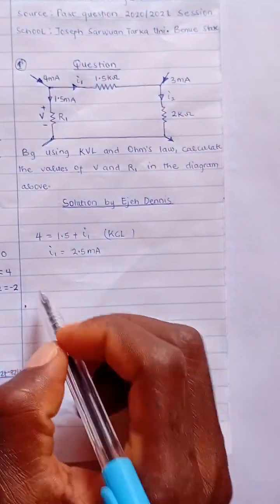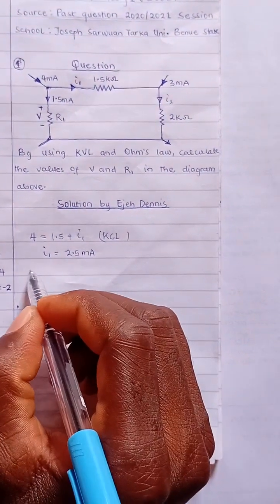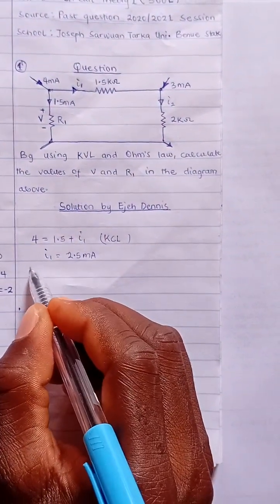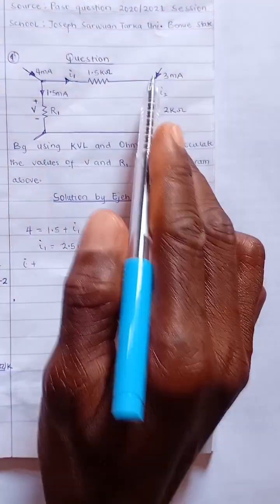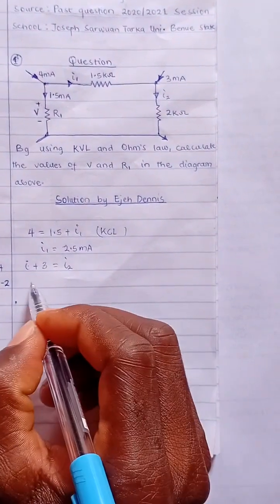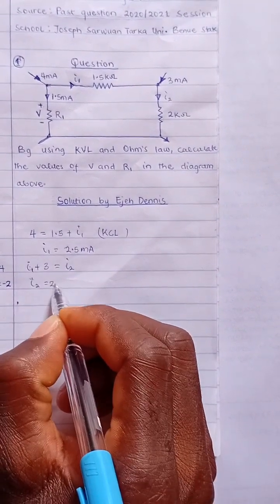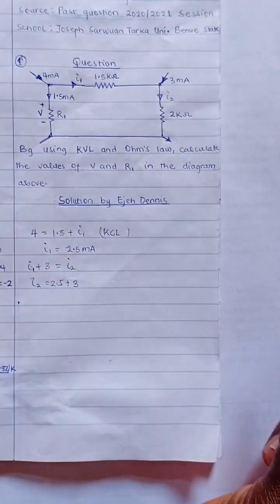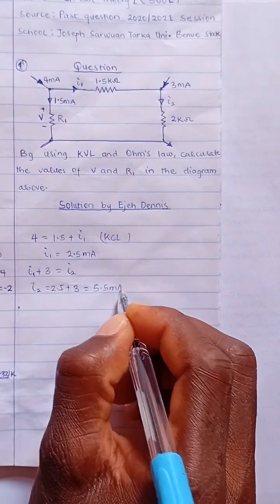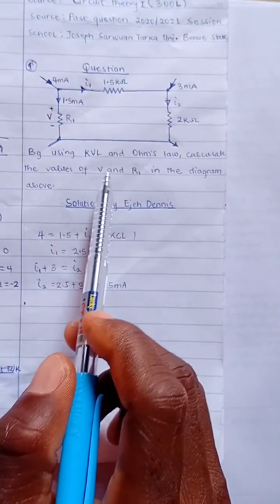The next is we want to get the value of I2. Remember, this current is actually entering this node. So applying Kirchhoff's current law to this very node here, you get current entering is I1. The other current entering is also the 3 milliamps current, which would be equal to the current leaving, I2. Already we've gotten the value of I1, so I2 is equal to I1, which is 2.5 milliamps, plus 3 milliamps. So if you do that, you'd get 5.5 milliamps. So that's the value of the current in this branch. With that, we are ready to apply KVL to get V and R1.